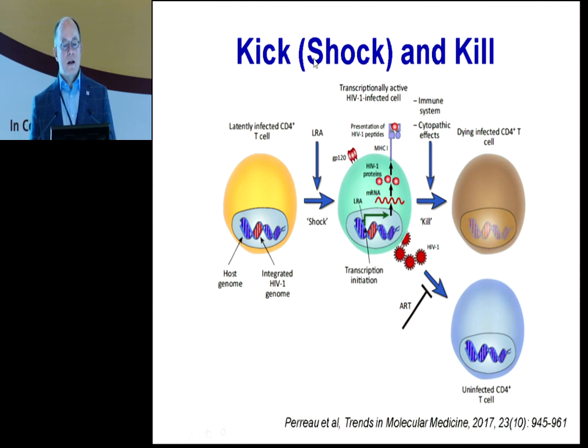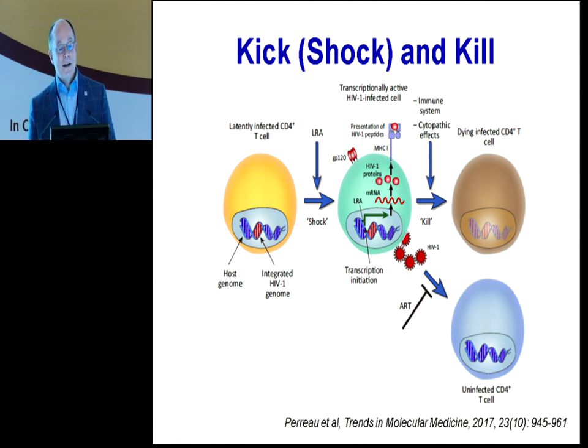So this kick and kill approach: we have this latently infected cell. We use this LRA, this latency reversing agent, to shock it. I sort of liken this, and I think others have, I've probably heard someone else say this, but it occurred to me yesterday. I thought it was my idea. You never know. It's like kicking a beehive. So I think that's where the kick and kill maybe comes from. You have a beehive, it's sort of quiescent, you kick it, and all of a sudden there's a lot of bees.